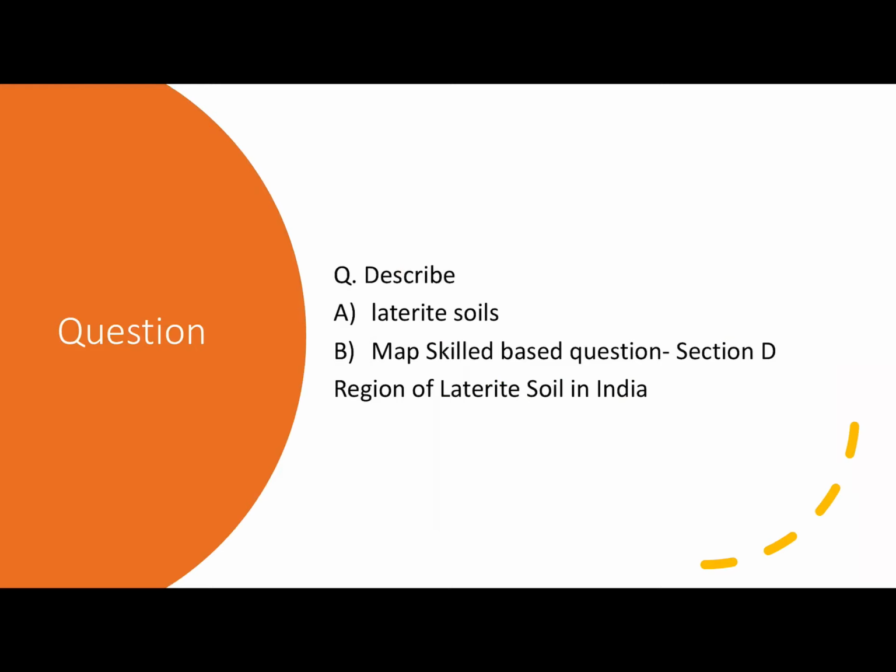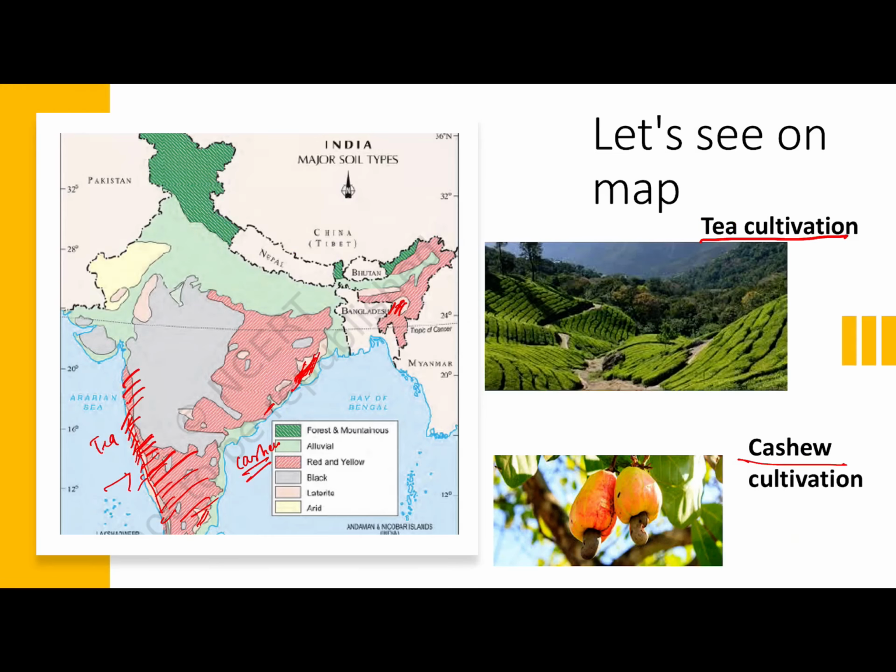Okay, so two questions we have addressed. What is laterite soil? We can write 4 points minimum. And map skill, like where laterite soils are found in India, you can mark this region of Western Ghats, Odisha and West Bengal.